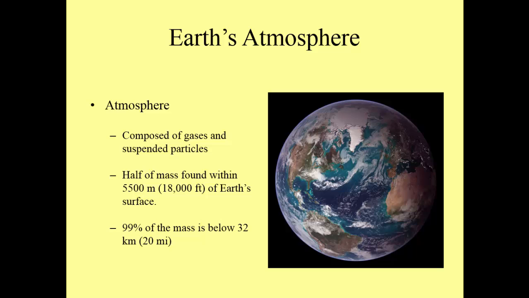Half of the mass of the atmosphere is found within the first 18,000 feet in elevation above sea level from Earth's surface. And 99% of the mass of the atmosphere is below 20 miles. So really, the atmosphere hugs pretty closely to Earth's surface.